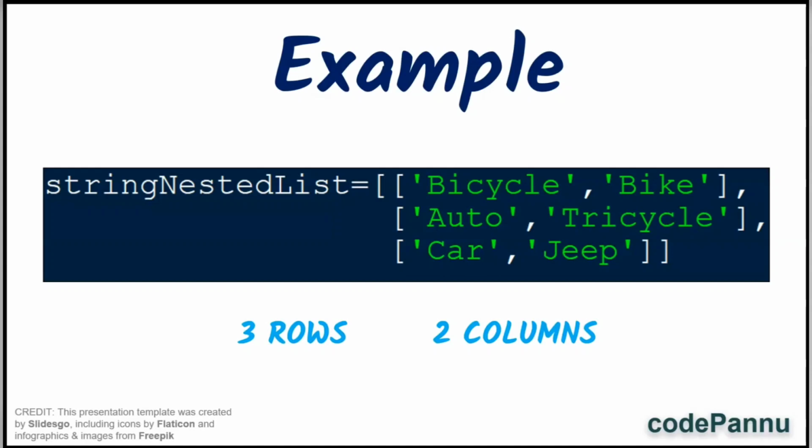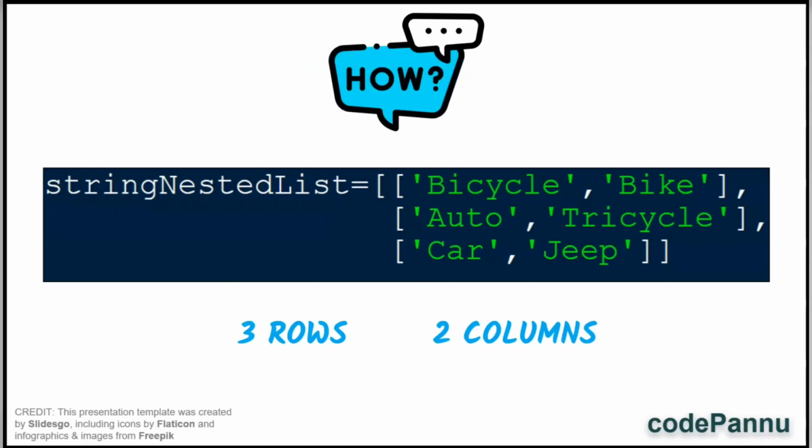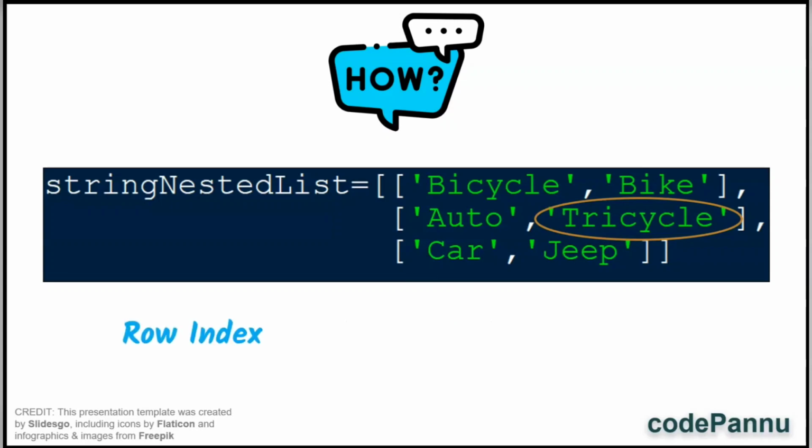So let us see how to get the item tricycle from our nested list and print it. We know that we use 2 indexes, row and column index numbers, to get a particular item from the nested list. But first, let us use the first index, which is the row index number, and see what we get. To get the second row from the list, we use the row index number as 1 because we know row index numbers start with 0, 1, 2 and here it's the second row.